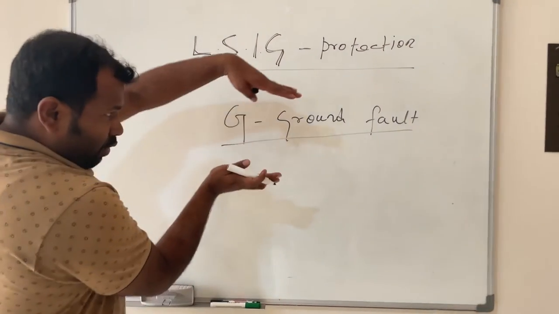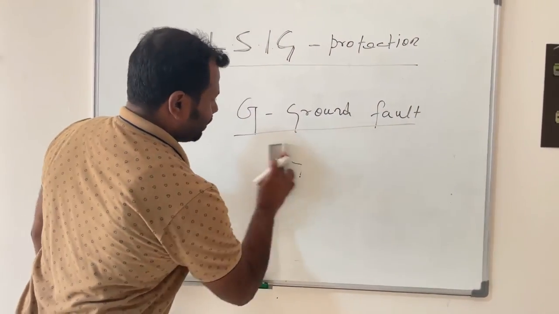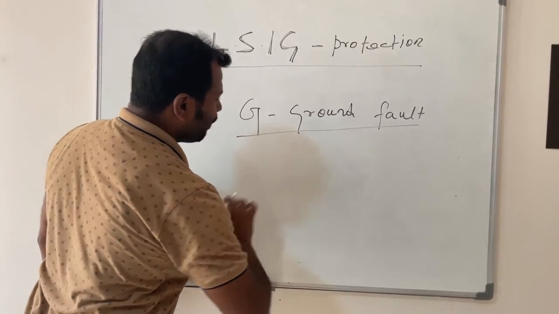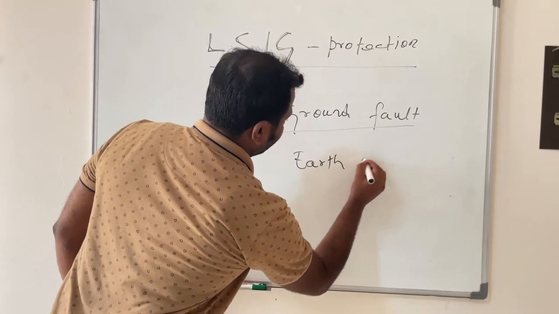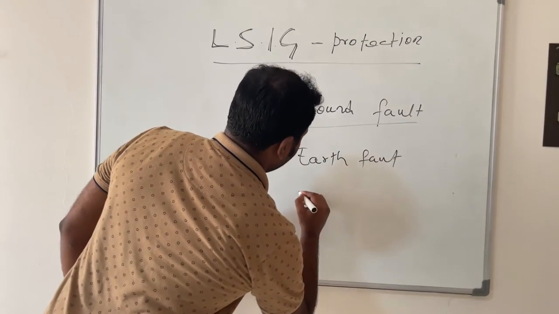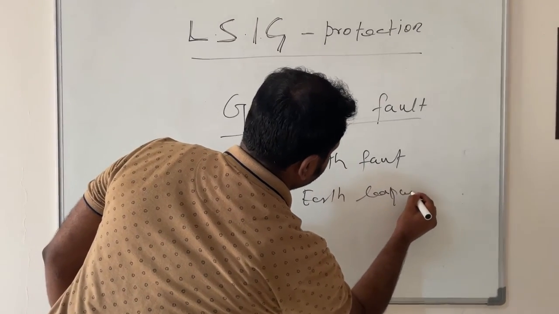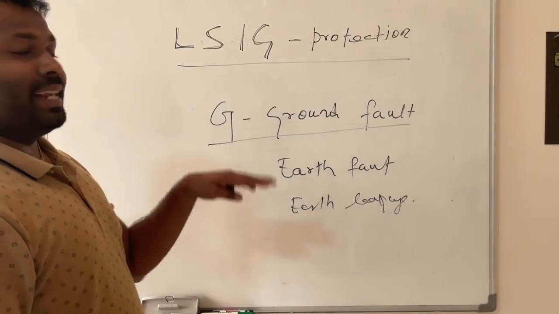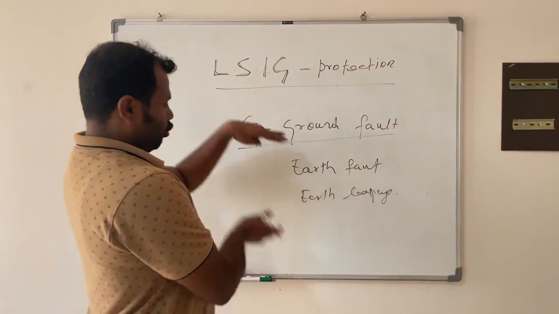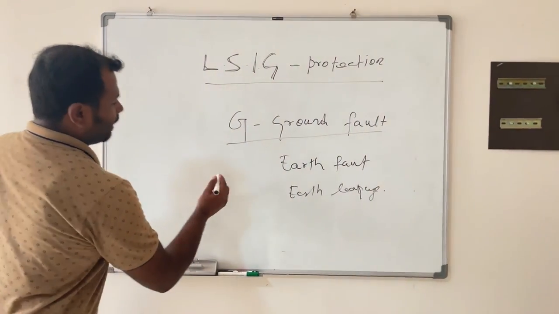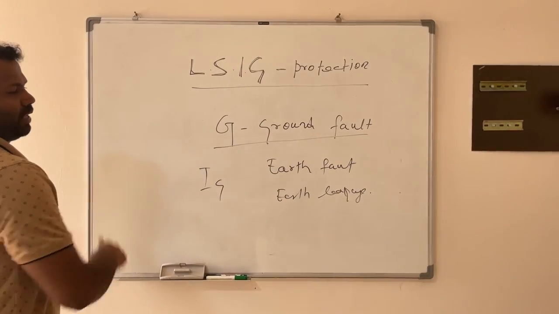This ground fault is available in two types: earth fault, which is also ground fault, and earth leakage. There is a difference between earth fault and earth leakage, which we will see in a different video. This fault current is mentioned as IG, the ground current or ground fault current.